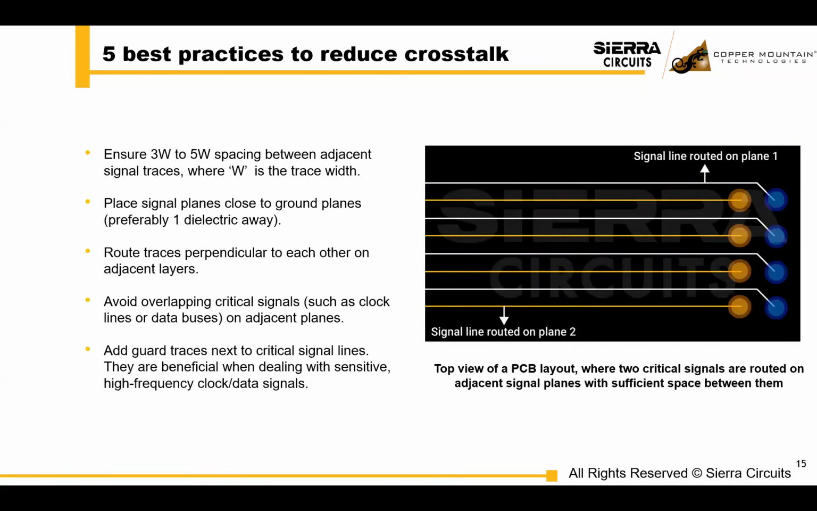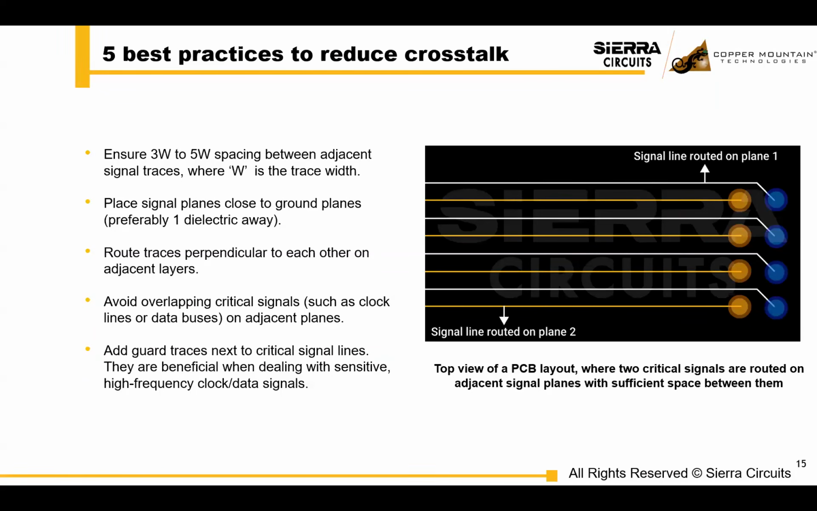So, best practices to reduce crosstalk. If you can, ensure 3W to 5W spacing between adjacent signal traces, where W is the trace width. This spacing will help minimize capacitive and inductive coupling between neighboring traces. You want to place your signal planes close to the ground planes, preferably one dielectric away. This proximity provides a solid signal return path, reducing noise and electromagnetic interference. Really, really critical and important there.